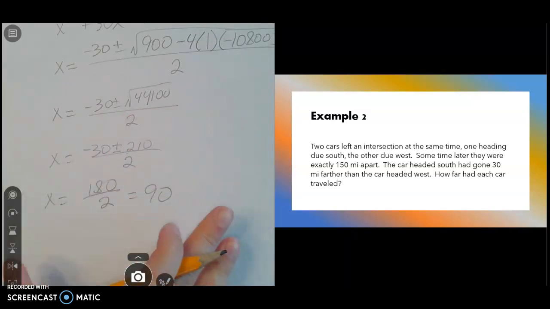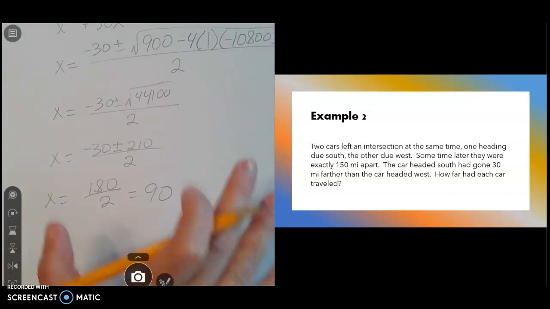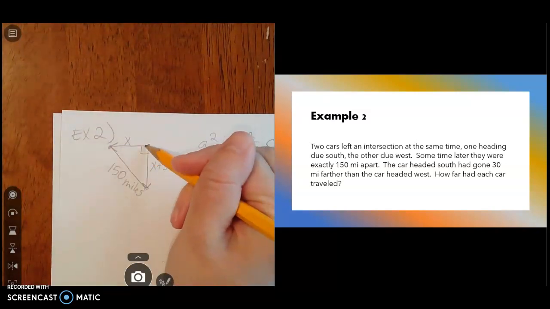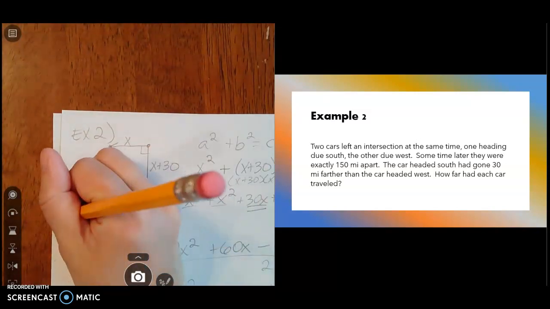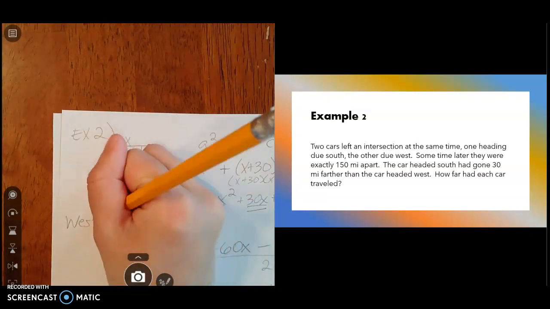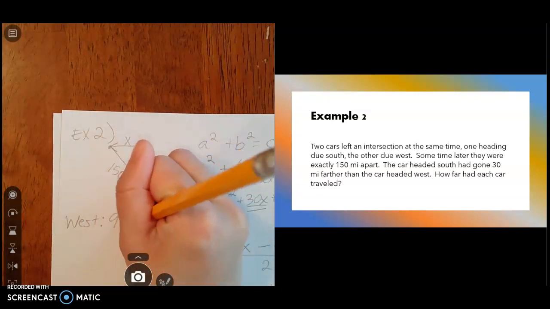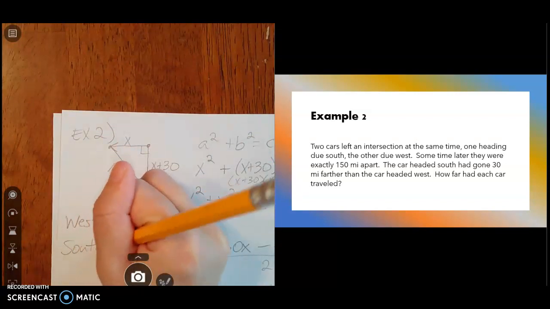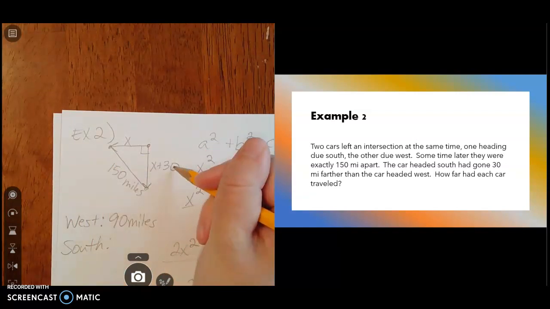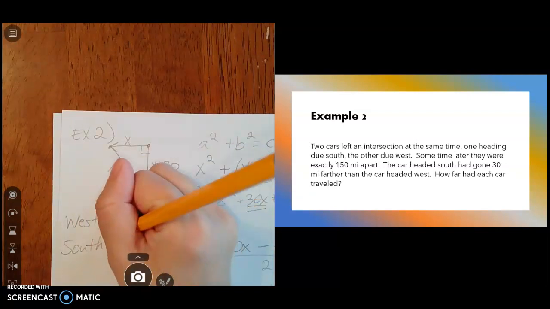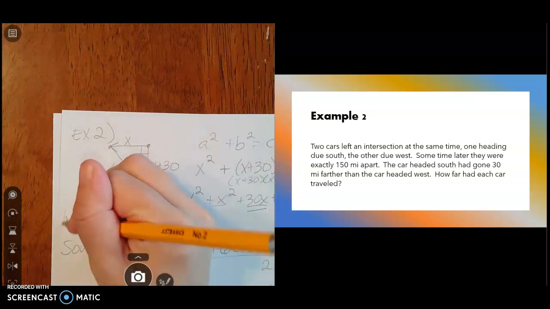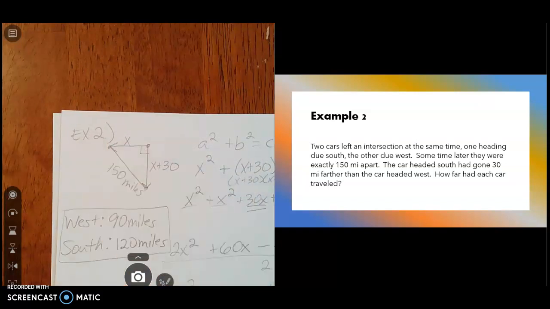I think it helps to go back to our picture because we want to say how far did each car travel? Well, I just got x equals 90. So if I go back over here to our picture, the x was the west car. So the car that went west went 90 miles. The car that went south went 30 more than that, so x plus 30, so 90 plus 30 would be 120. So 120 miles. And we can answer that in the context of the problem and answer the question completely.